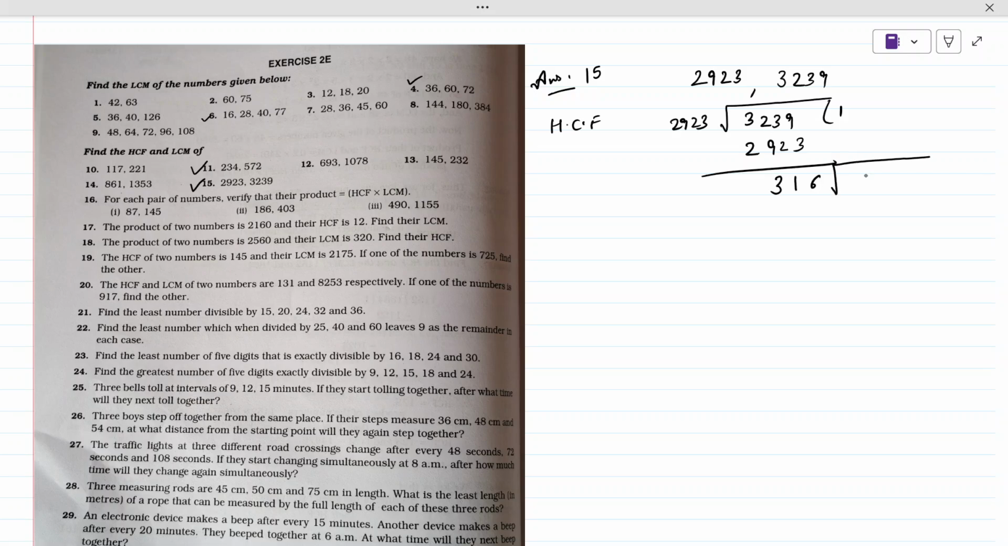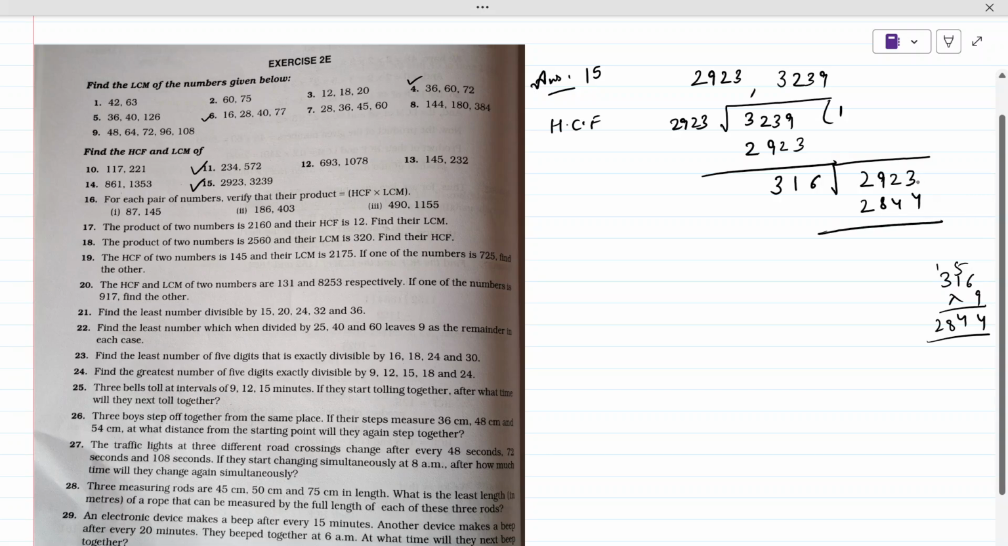And again 2923 we are going to take here. Let us try to do with 9. 9 into 6 is 54. 9 into 1 is 9 plus 5 is 14. 9 into 3 is 27 plus 1, 28. So this is 2844 here.